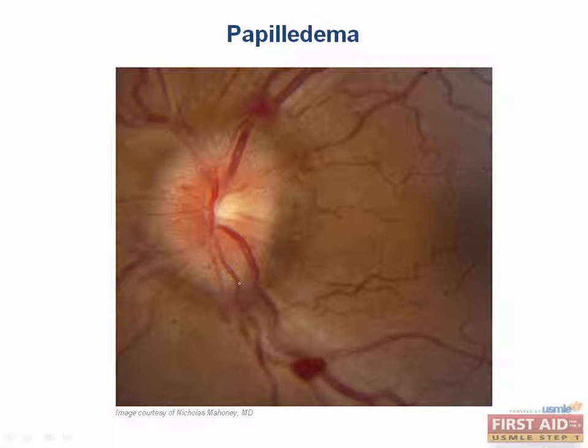For instance, a 26-year-old obese woman comes to you with headaches, nausea, vomiting, and visual changes. You look into her eyes and you see this. Her MRI has no abnormalities. What is the most likely diagnosis?